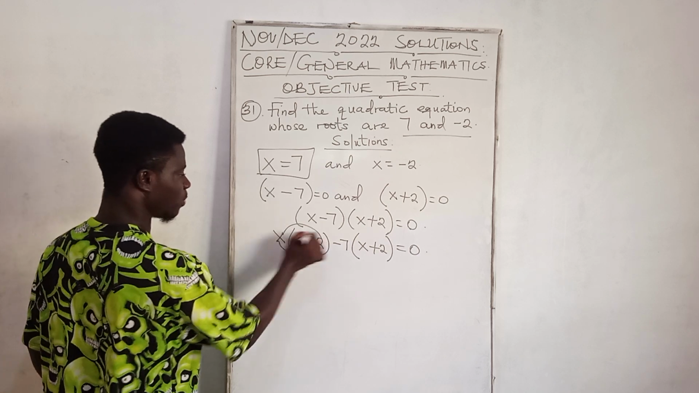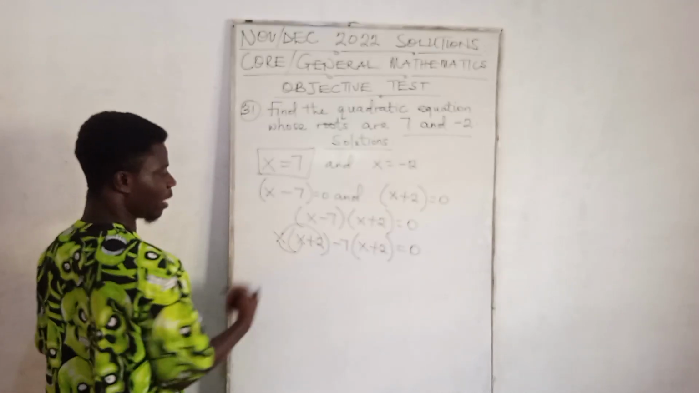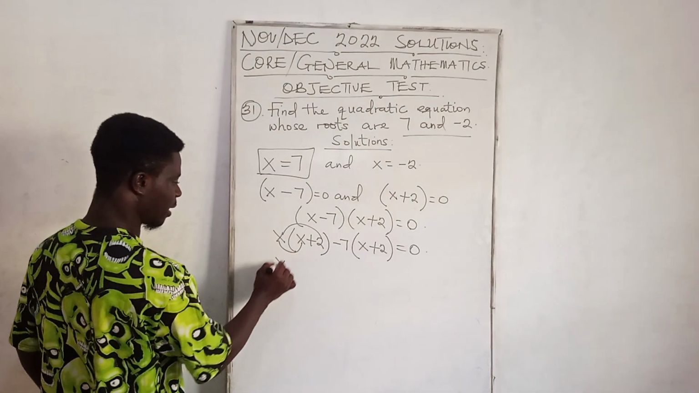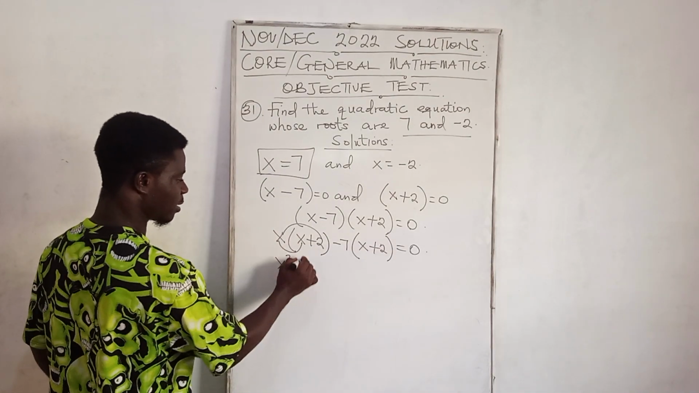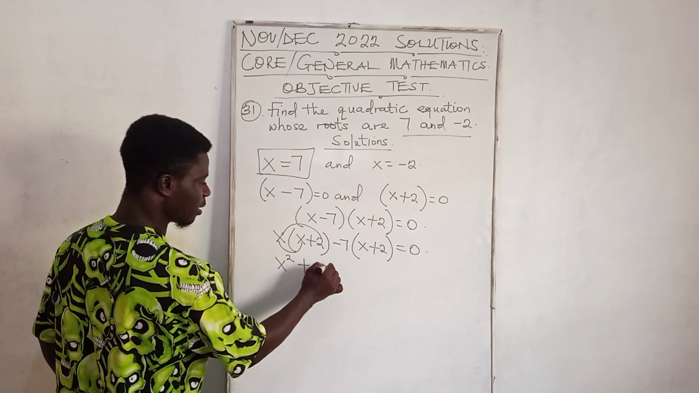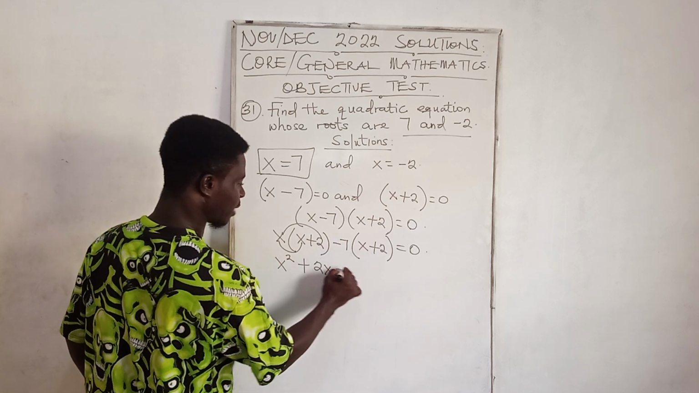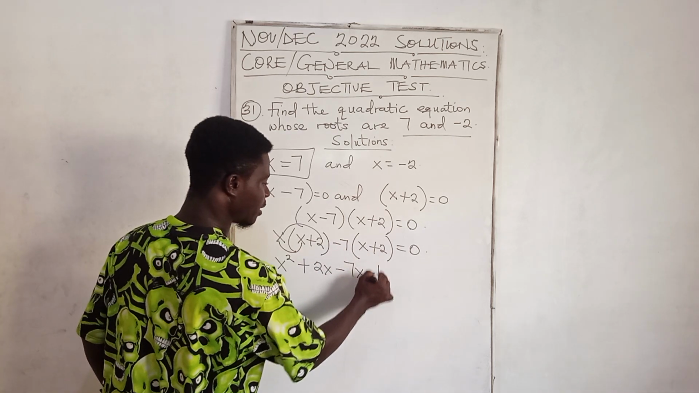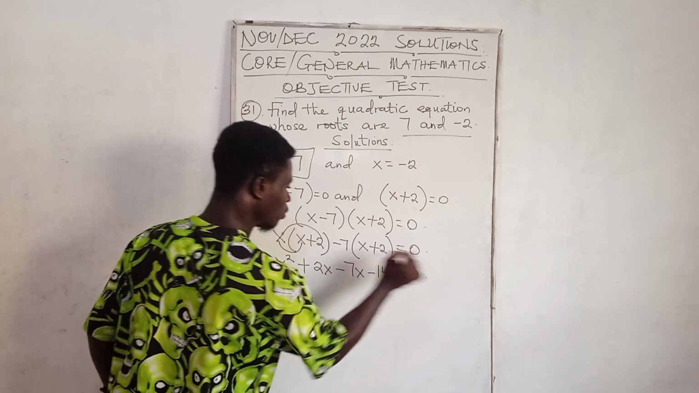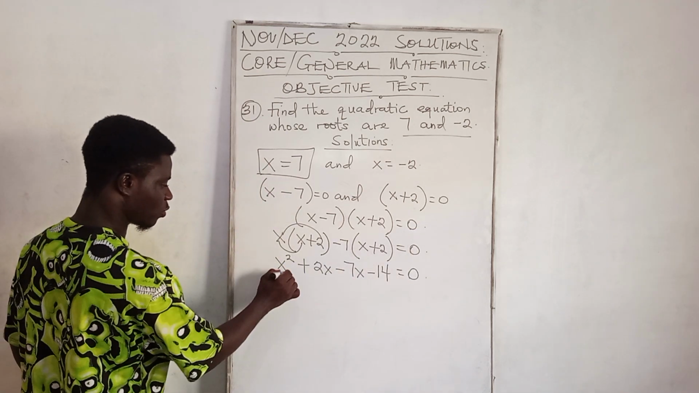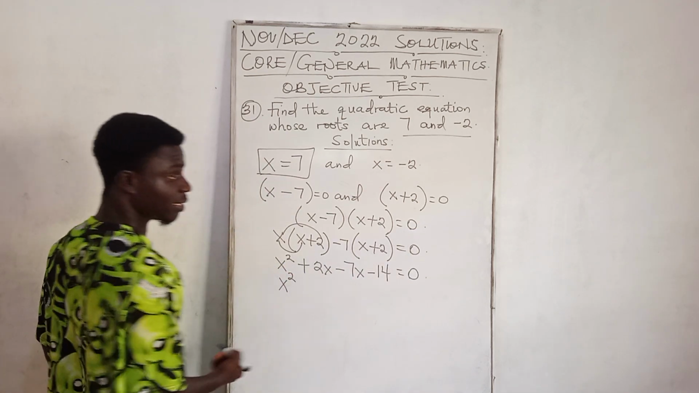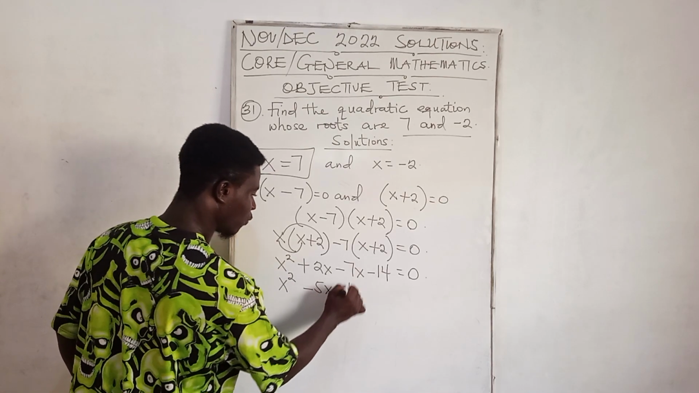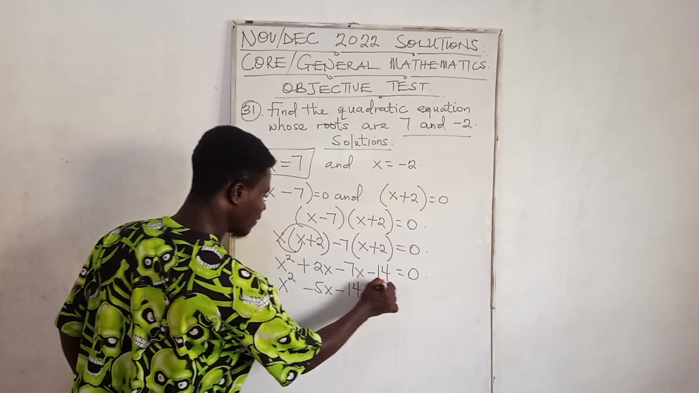Now this one multiplies, right? So x multiplies the whole expression inside the bracket. x times x, we get x squared. x times 2, we get 2x. Then negative 7 times x, we get negative 7x. Negative 7 times positive 2, we get negative 14, which must be equal to 0. So I have x squared plus 2x minus 7x, which is negative 5x, then minus 14 equals 0.